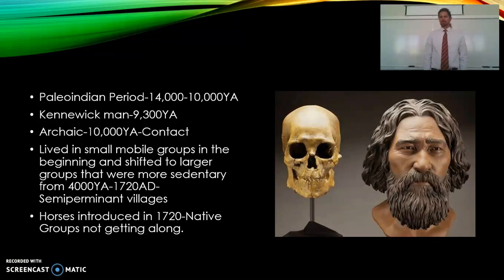In the beginning, early on in this area, people lived in small mobile groups, aka bands, and shifted to larger groups by 4,000 years ago, so that would be 2000 BCE, to a more sedentary life in semi-permanent villages. Now, remember here that what's fascinating is the book and author tend to still call these groups bands, even though they are more in permanent villages.